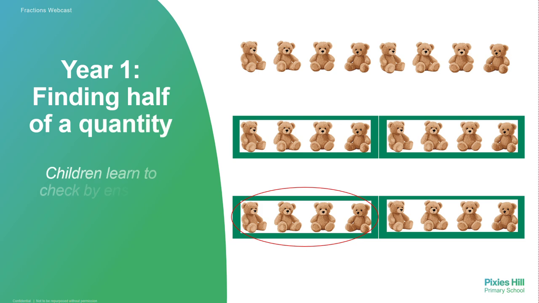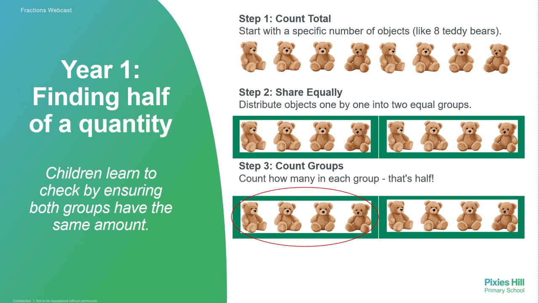We then move on to finding half of a quantity. So here we have 8 teddies and I need to find half of them. So step 1, we're going to start with our specific number. Like I said, we're going to use 8 teddy bears. Step 2, we're going to share those equally and we're going to distribute the objects one by one into 2 equal groups. Step 3, we're going to count the groups. So we're going to have a look at each group. How many are there in one of them? That's half.